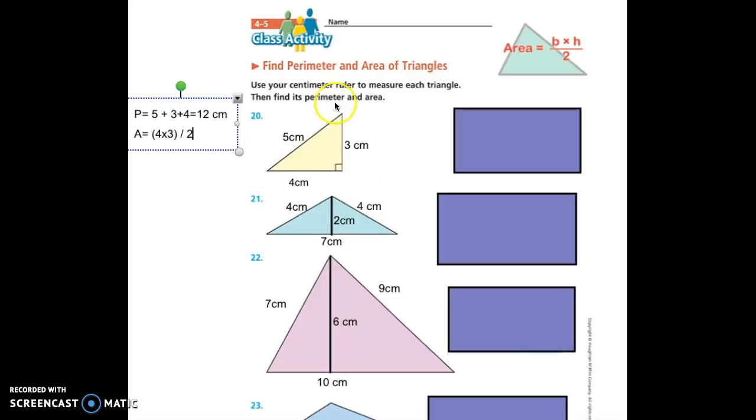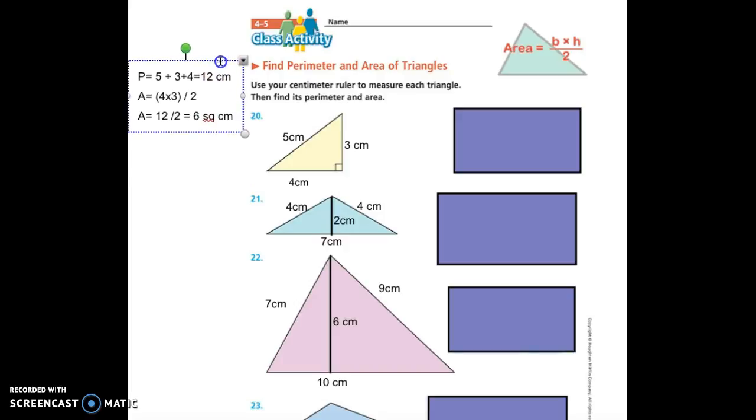Because remember, we want half of that rectangle or square that would be created. So with that calculation, I get 4 times 3 is 12, and I divide that by 2. I end up with an area of 6. And again, I'm going to write it as square centimeters because it's area. All right, let's try one more together here.